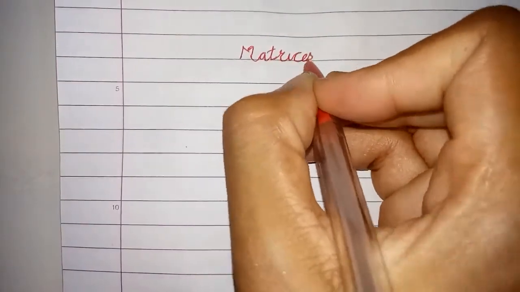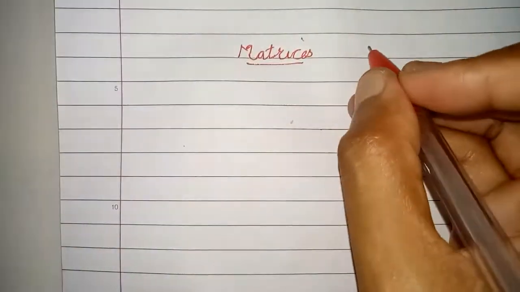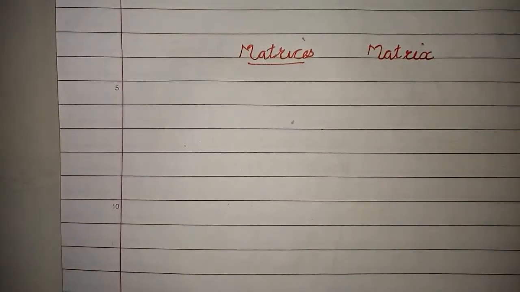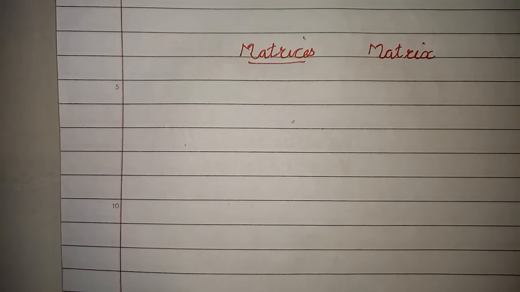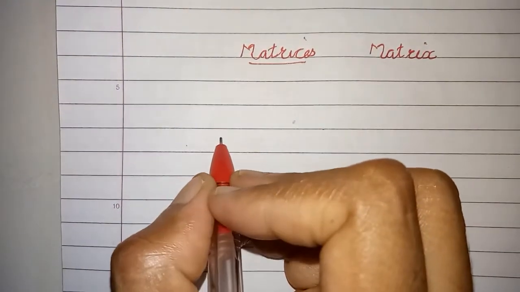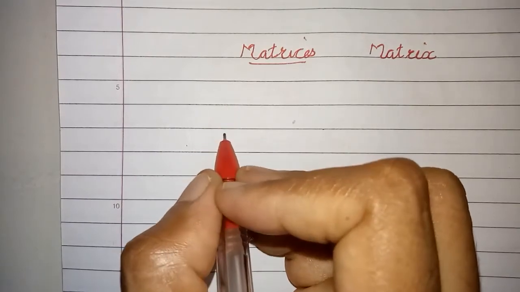Now matrices, as the name suggests, it's a plural word. The singular word for matrices is matrix. So let us understand the definition through the example. Okay, suppose children, I am considering information of two children who wrote annual examination.